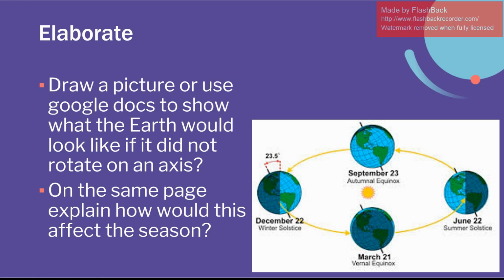Please feel free to use as little or as much color as you would like. I would also like for you to explain how this lack of an axis or tilt would affect the seasons. Pause this video, and when you're finished, please take a picture of your observation table, answers to the question from the video, and your pictures, and turn it into Canvas.